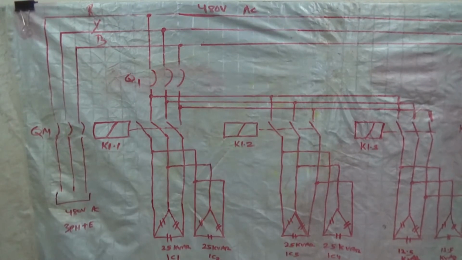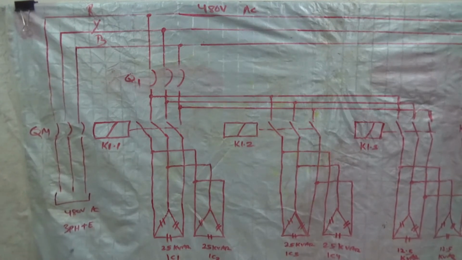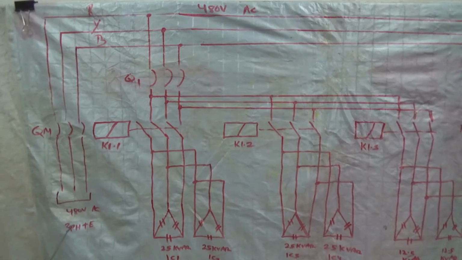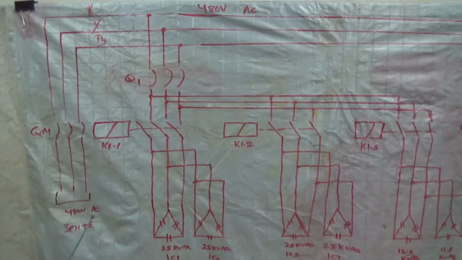Hello friends, good morning. Today we are going to study one automatic power factor control panel of 1500 kVAR. The 1500 kVAR is achieved by 12 stages. One stage consists of 125 kVAR.